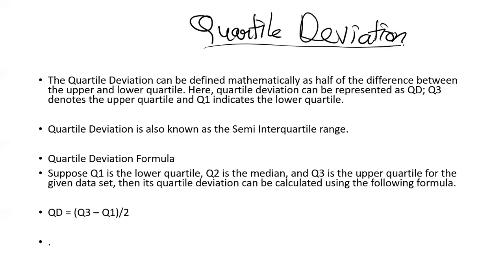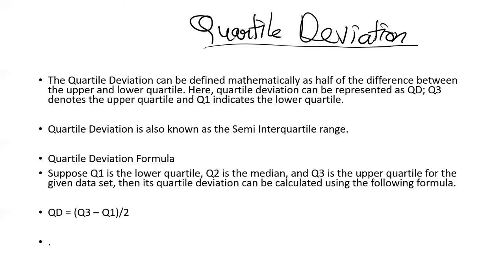Here we are discussing the quartile deviation. Mean deviation is over. Now we are discussing the quartile deviation. The quartile deviation can be defined mathematically as half of the difference between the upper and lower quartile. The half of the difference between the upper quartile and lower quartile is called the quartile deviation. Here the quartile deviation is represented by QD. Q3 denotes the upper quartile and Q1 denotes the lower quartile.